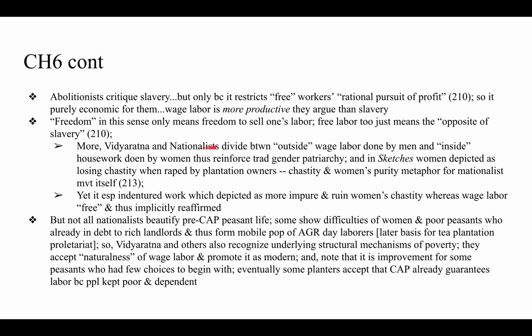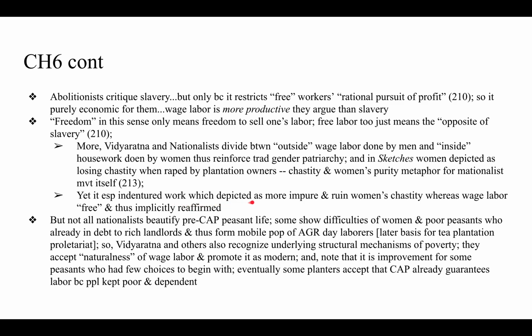Well, Vidyaratna and nationalists also divided between outside wage labor done by men and inside housework done by women. So in their arguments, they reinforced a traditional gender patriarchy. And in the sketches of coolie life, this work by Vidyaratna, women were depicted as losing their chastity when they were raped in some scenes by plantation owners. But what Vidyaratna is doing with this is he's really using it as a metaphor for India itself, right? That India is being basically raped of its goods and labor by colonial Great Britain. So it's used as a metaphor for the nationalist movement itself.